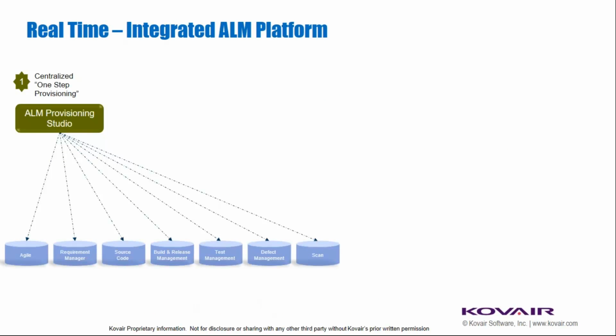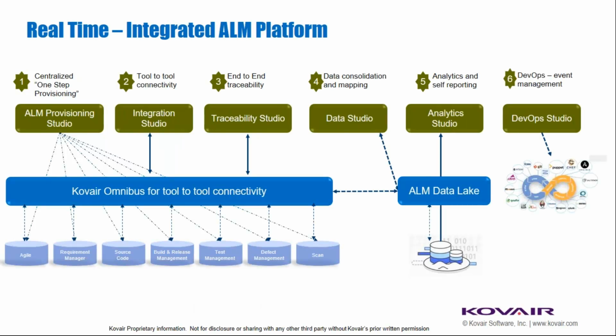Now, if we want to be successful in this space, most of the companies who are getting mature and spending the time and money in this space focus on 6 areas in setting up their integrated ALM platform. The first is the ALM provisioning studio. Yes, we need to use multiple tools and multiple technologies underneath, but if we do the provisioning of those on a common platform, we know what is going on in which tool and how we can trace those things. The second step is tool-to-tool connectivity.